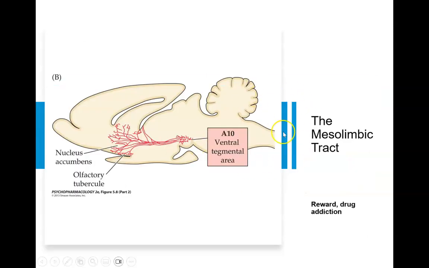Here's the mesolimbic tract. It starts in the ventral tegmental area and it terminates in the limbic system, particularly in the nucleus accumbens. This tract is going to be really critical for processing things like reward, as well as basically kind of functioning, for better or for worse, as an addiction circuit.